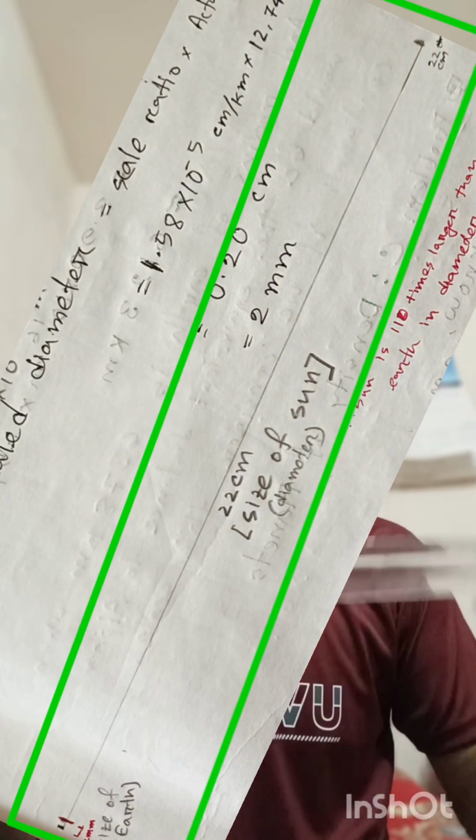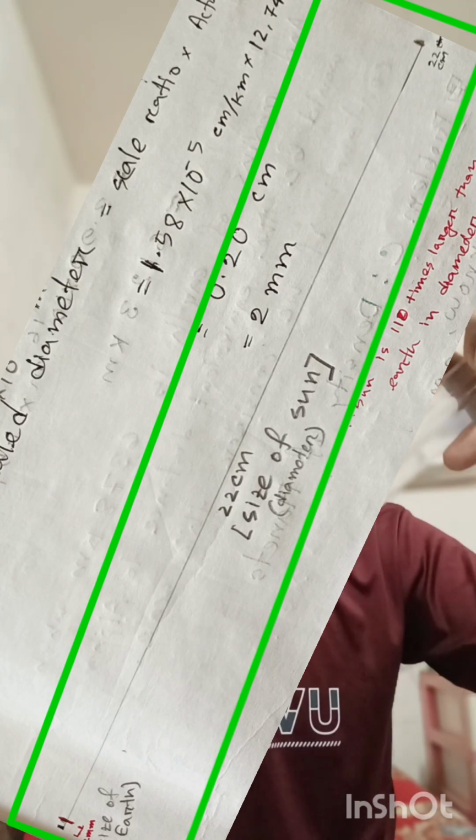I will also add a picture which I drew on paper to help you understand things better. So this is a comparison: if the Sun was 22 centimeter, then the Earth would look just that tiny, the smallest beard trim we do.